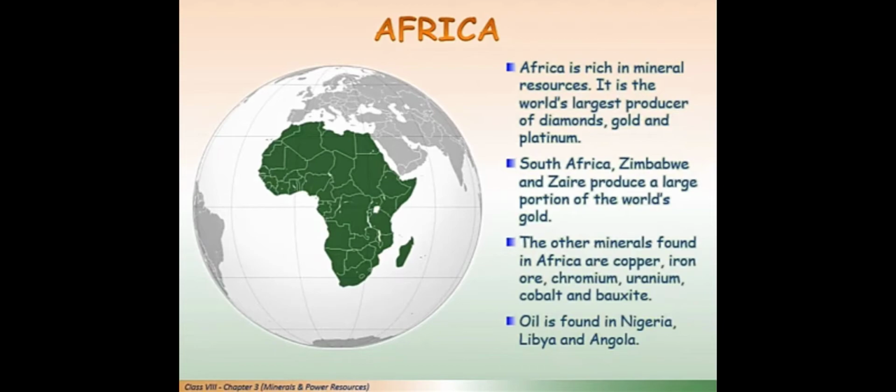And in Africa, you know very well, Africa is world famous for diamond, gold and platinum. These are the three important minerals we get from Africa. South Africa and Zimbabwe have the largest production of gold in the world. We also get other minerals like copper, iron, chromium and uranium.